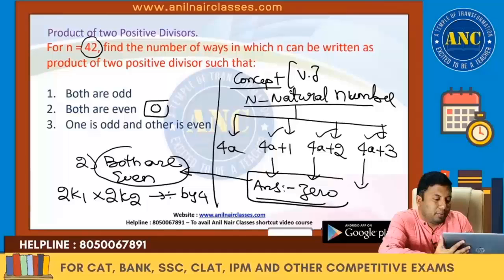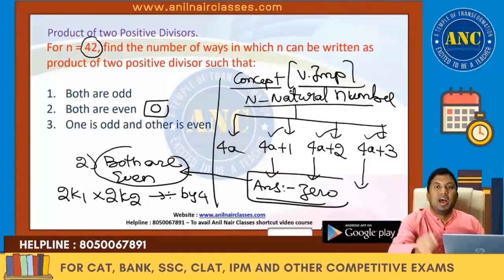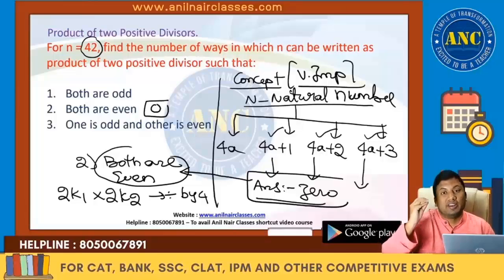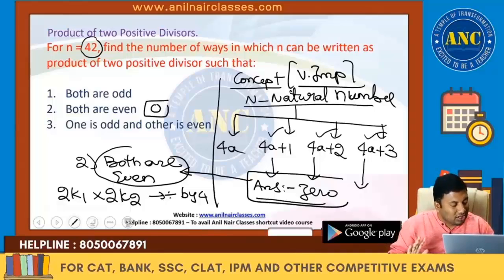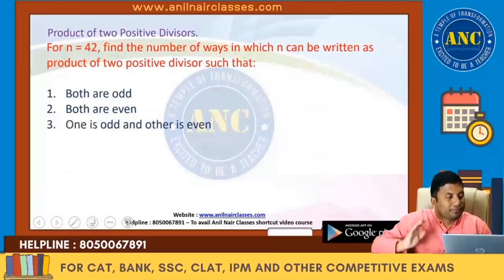Extremely important point, please make a note of it. Other than the number which is divisible by 4, it gives a remainder 1, a remainder 2, or a remainder 3. In all the cases where both are even, the answer will be 0. Now let us solve the question. This is just an idea.